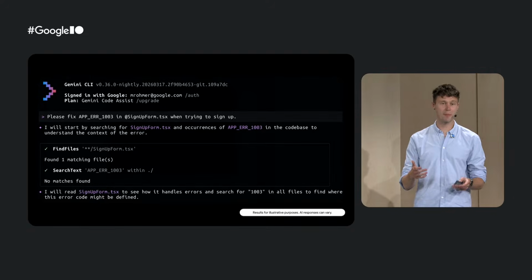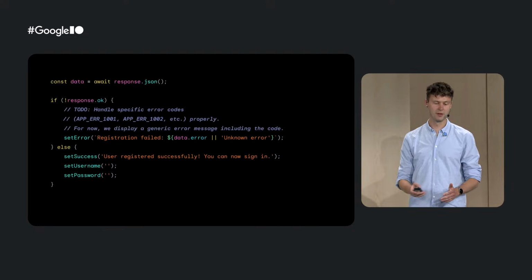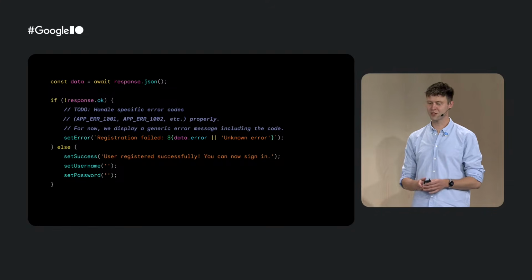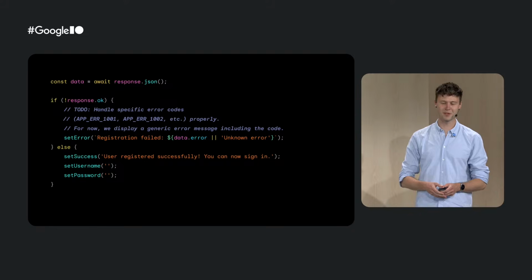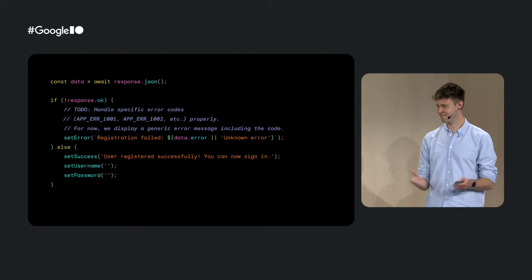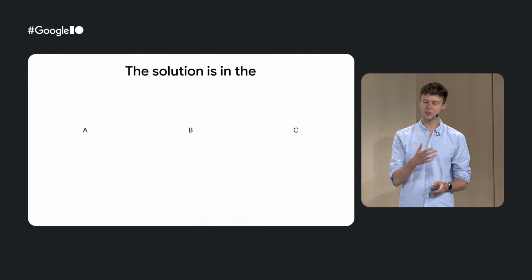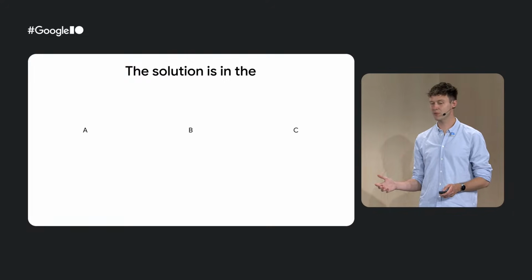It will search for app error 1003 across the code base and then just spiral. If it got lucky, after some digging, my coding agent might find this lousy to-do comment I left for it. To do, handle specific error code. Excellent, right? Little does my coding agent know that this solution is actually not too far.